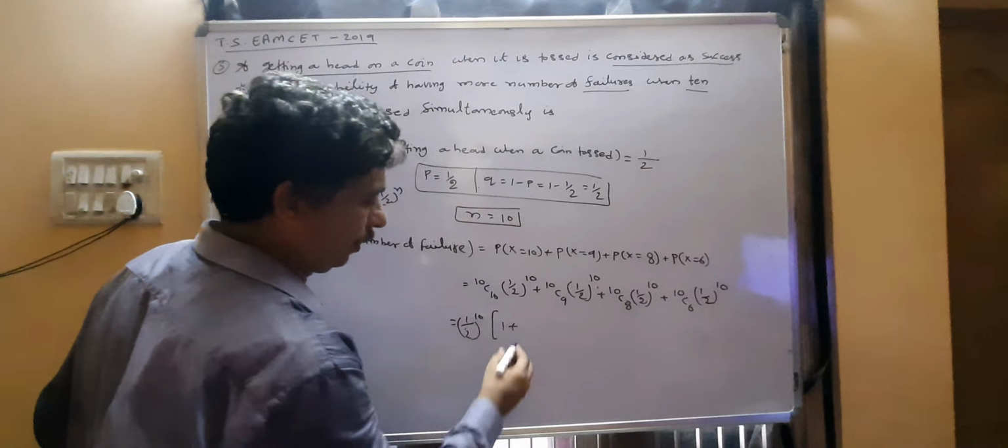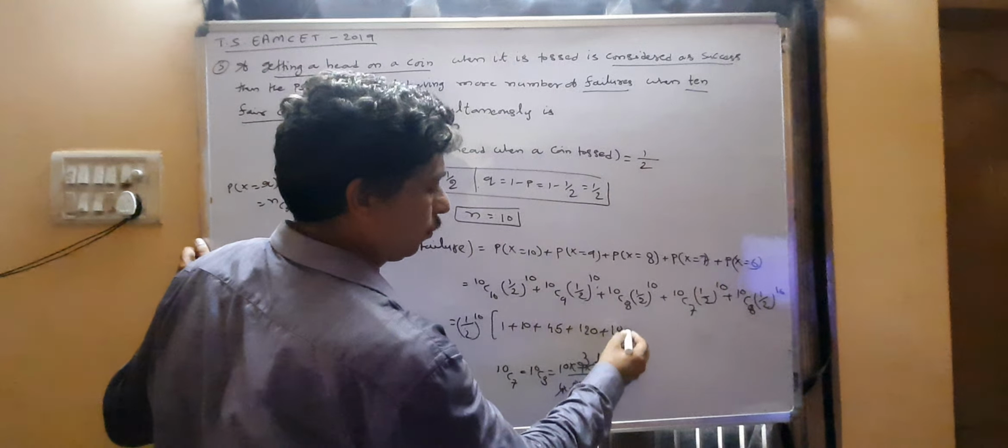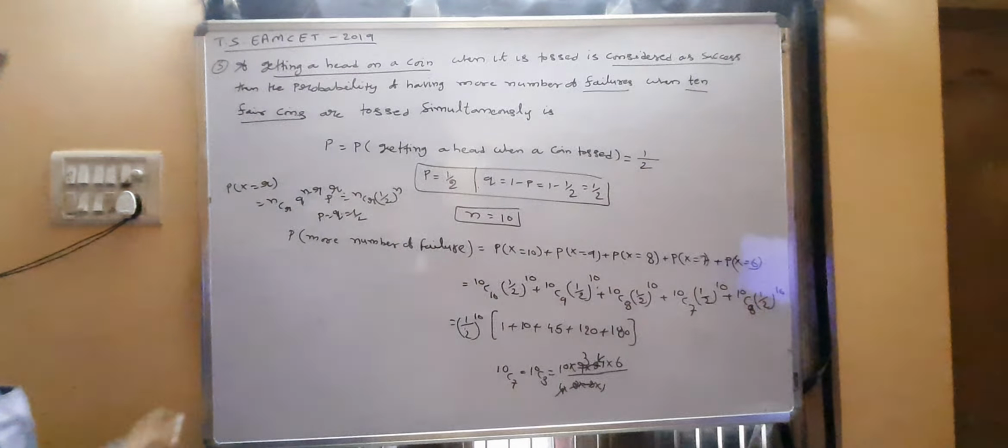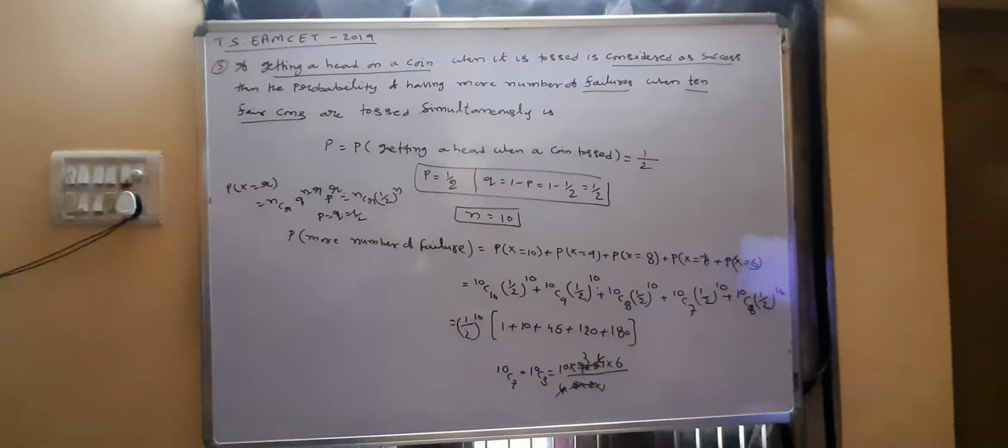10C6 means 10 into 9 into 8 into 7 by 4 into 3 into 2 into 1, 4 4s get cancelled, and we get 210. Check the calculation, we get 386 by 2 power 10. That is 193 by 2 power 9 is the answer.